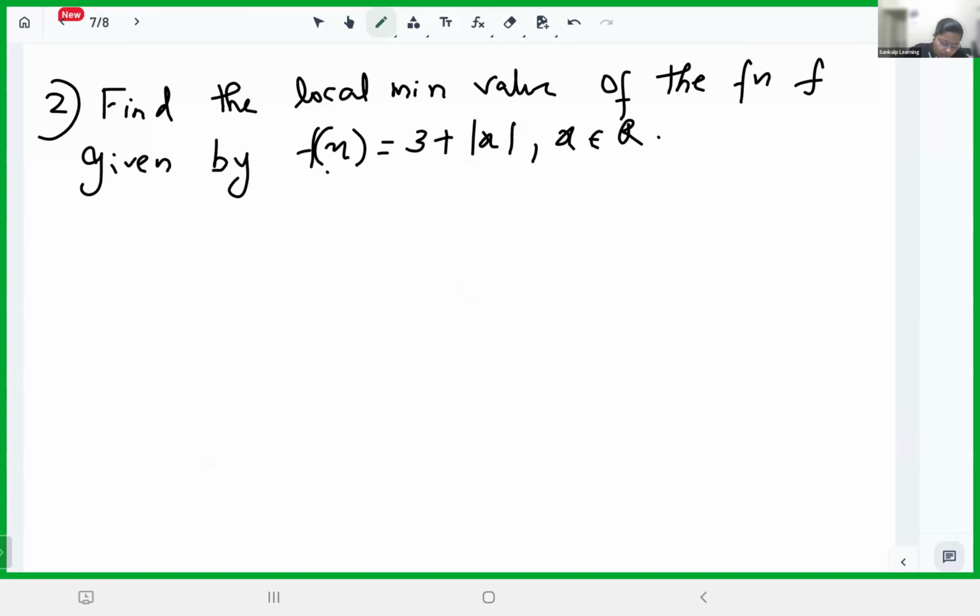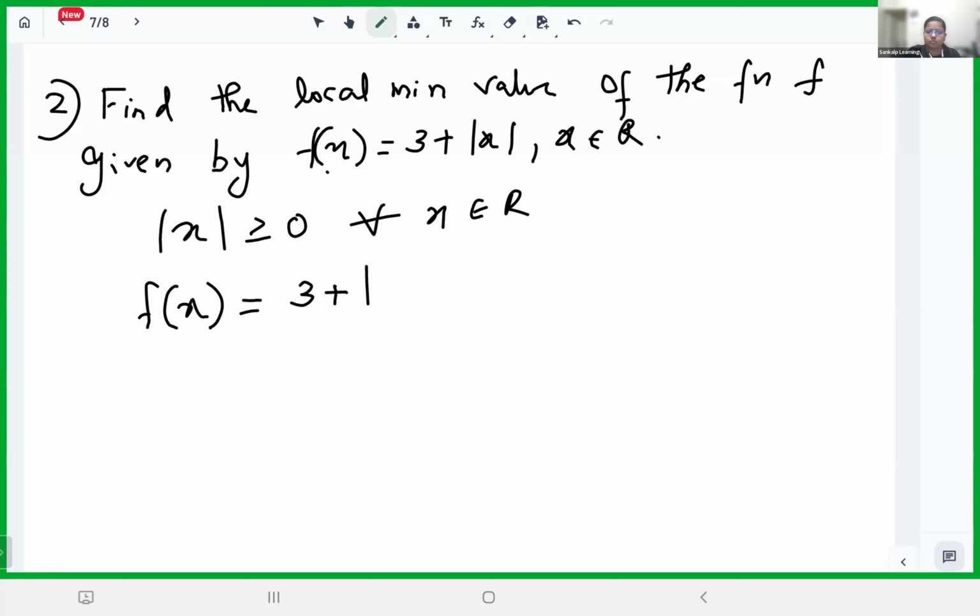Okay. So what is mod x? Mod x, we know it is always greater than or equal to 0, isn't it? For every x element of R, modulus of x is greater than or equal to 0. Is that clear? Now, the given function is f of x is equal to 3 plus modulus x. We have to find out the local minimum value of this function.